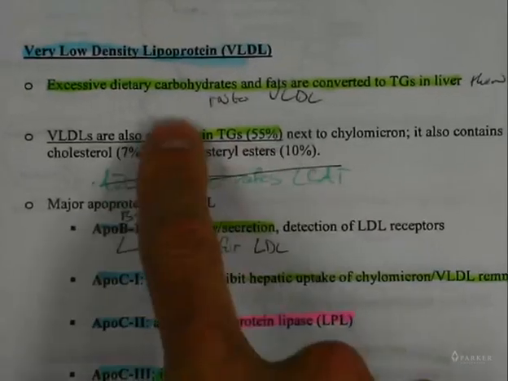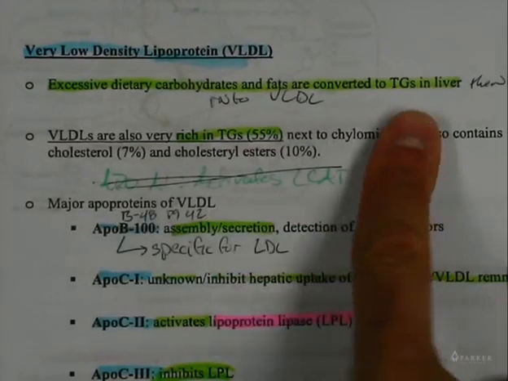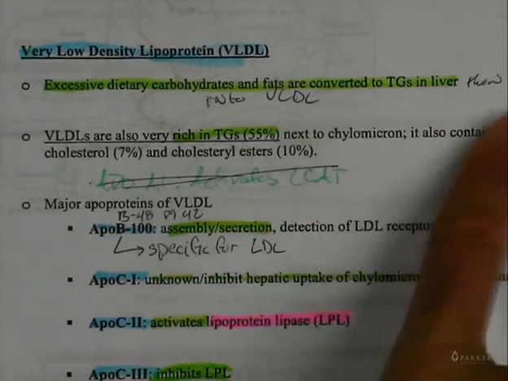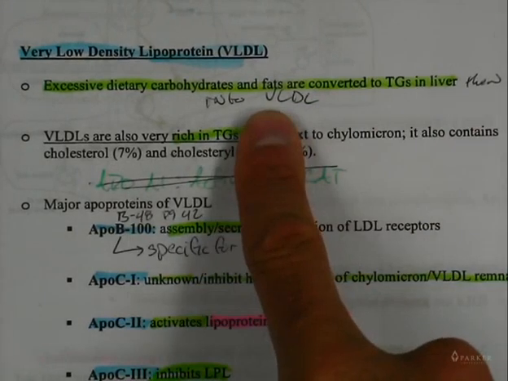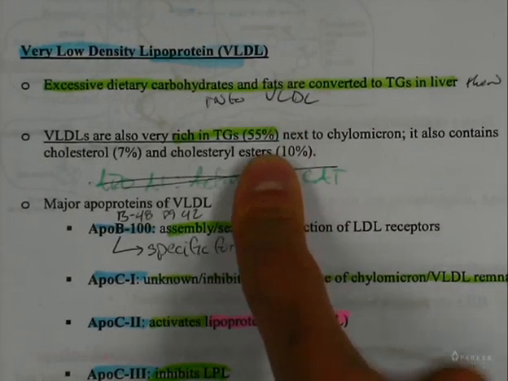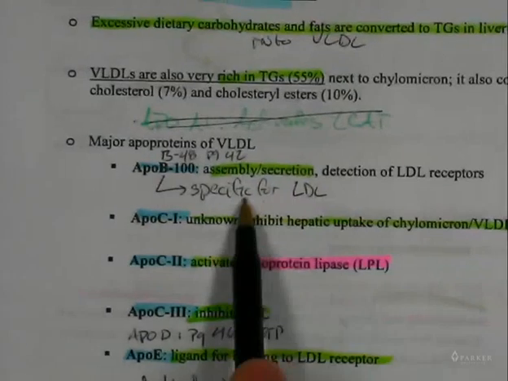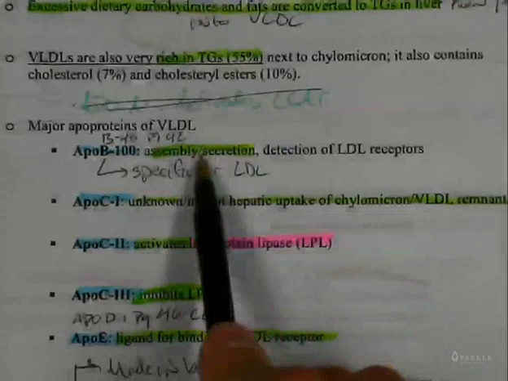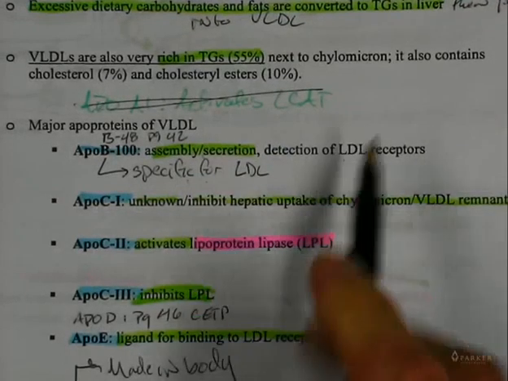VLDLs: fats and carbs from the diet are converted to TGs in the liver, and then they're packaged into VLDLs. The liver ships out VLDLs. They're also rich in triglycerides. It doesn't usually ask about them. It talks about APOB100. APOB100 is the same thing as APOB48, it's just bigger. Assembly and secretion and detection by LDL receptors.